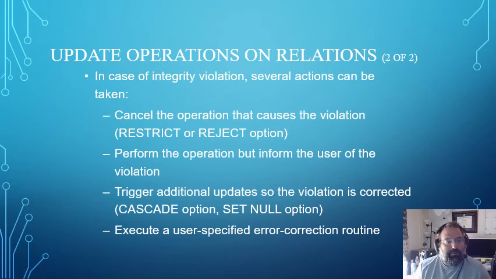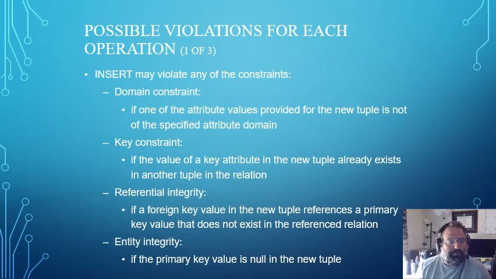Update operations on relations. In the case of integrity violation, several actions may be taken. Cancel the operation that causes the violation. Reject the operation, so basically stop what you're trying to do. Perform the operation, but inform the user of the violation. Trigger additional updates so that the violation is corrected. This is a cascading update. And maybe a set null, or execute a user-specified error correction routine to address the situation if it were to occur.